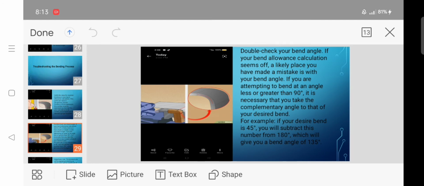Double check your bend angle. If your bend allowance calculation seems off, a likely place you have made a mistake is with your bend angle. If you are attempting to bend at an angle less or greater than 90 degrees, it is necessary that you take the complementary angle to that of your desired bend. For example, if your desired bend is 45 degrees, you will subtract this number from 180 degrees, which will give you a bend angle of 135 degrees.